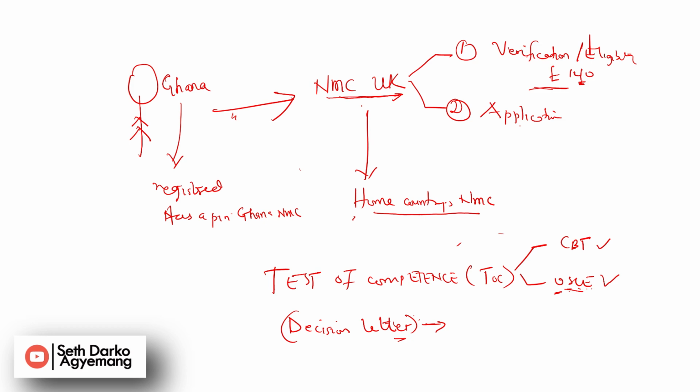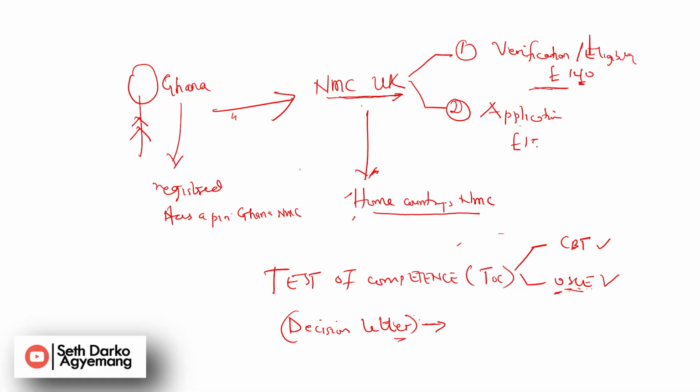which is the CBT. I want you to know that the second part of the UK NMC registration costs £153. Right after going through the first phase, the UK NMC sends you a decision letter telling you to sit for the CBT and then the OSCE. Now, in most instances, the UK NMC will send your details to a company called Pearson VUE.